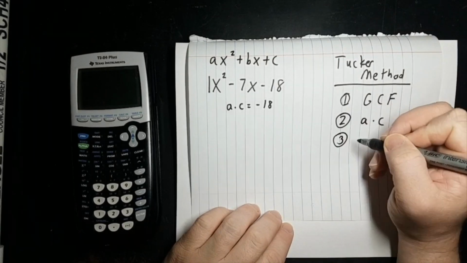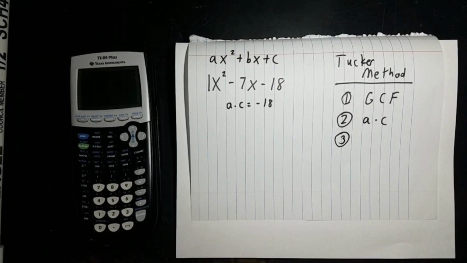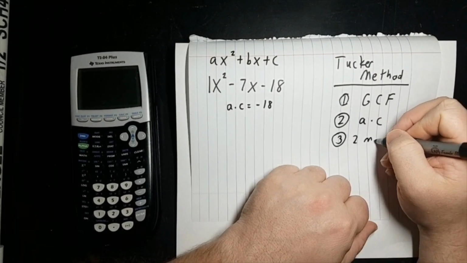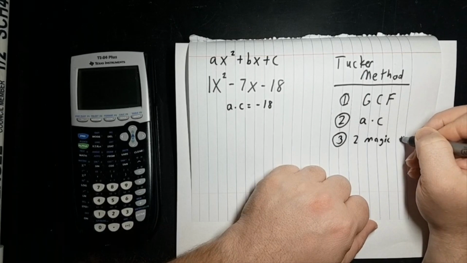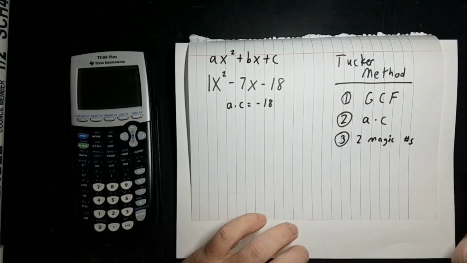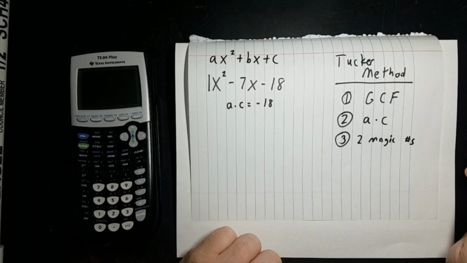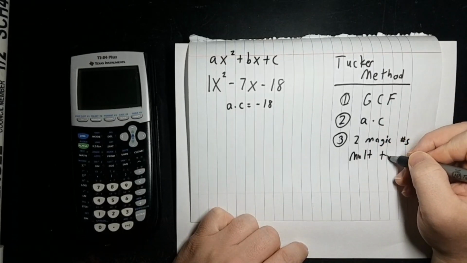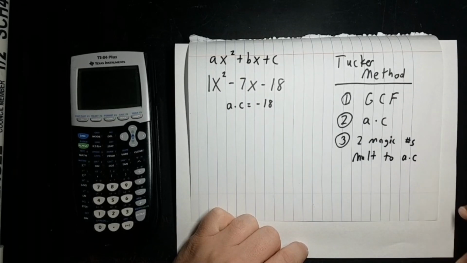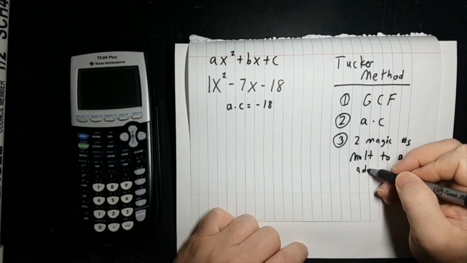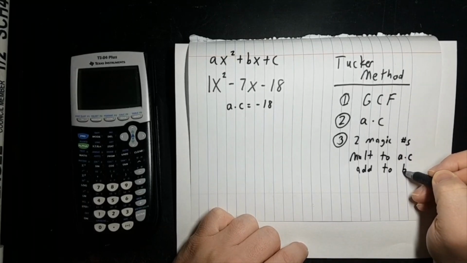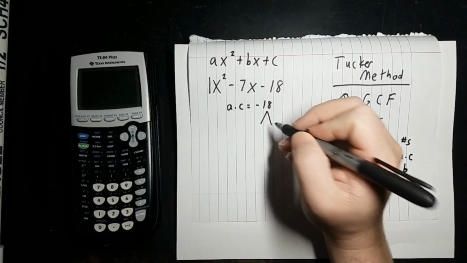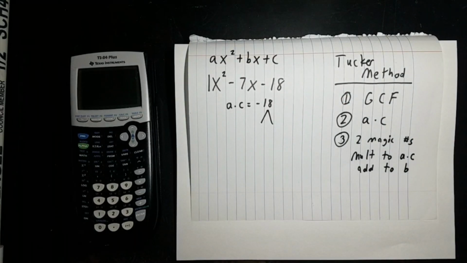Step 3 is probably the most important step in this entire process. Step 3 is to find your 2 magic numbers. Now, your 2 magic numbers have to do 2 specific things at the same time. They have to multiply to whatever you got for a times c, and they have to add to whatever the b value is. Now, in this case, again, I'm trying to find 2 numbers that multiply to negative 18.